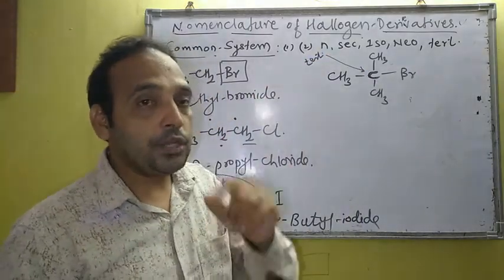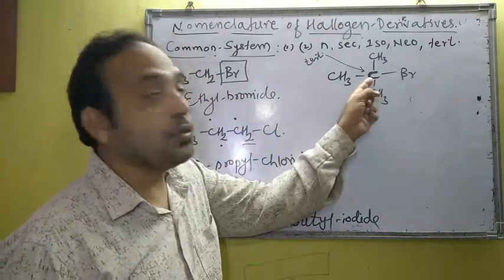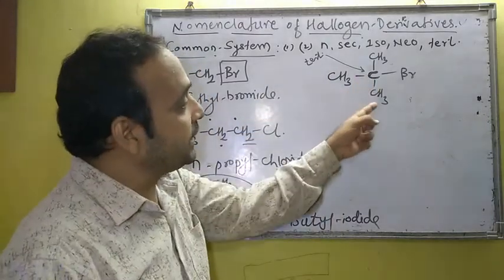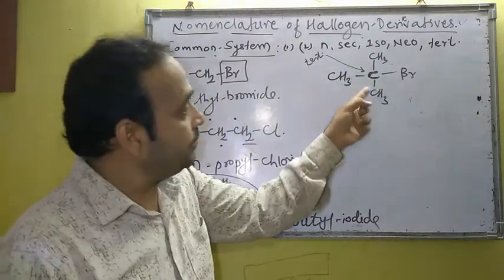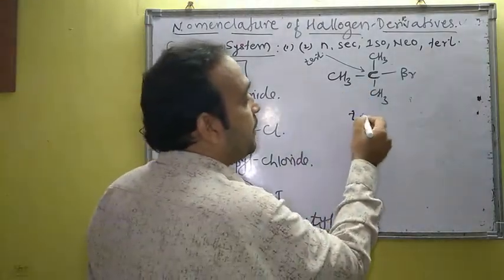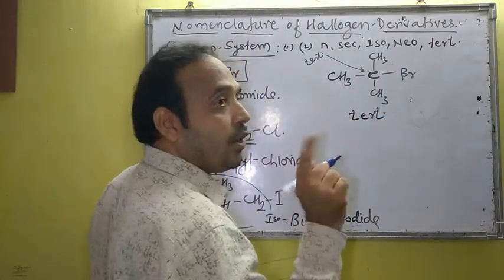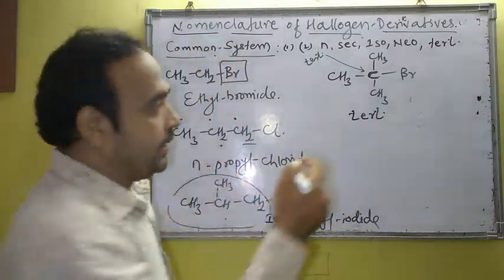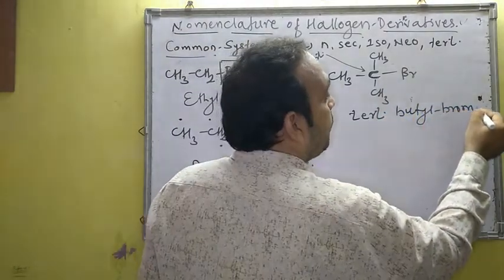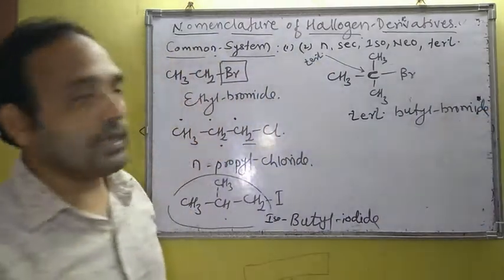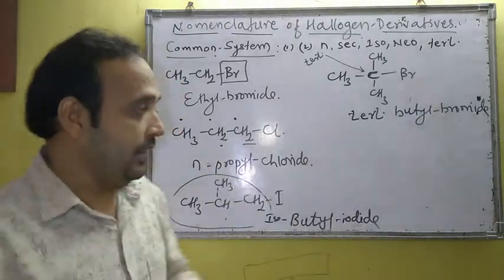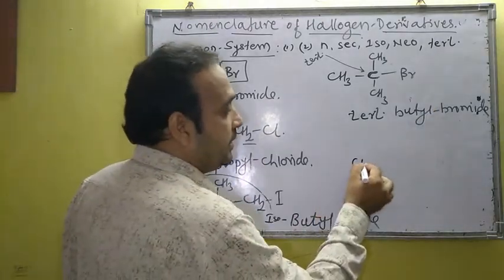Why do I call it a tertiary carbon? Because another 3 carbon atoms are attached to this carbon: 1, 2, 3. That's why this carbon is called a tertiary carbon. So which prefix do I use? Tert or tertiary. The alkyl group is butyl and Br means bromide. So the name of this compound is tertiary butyl bromide.